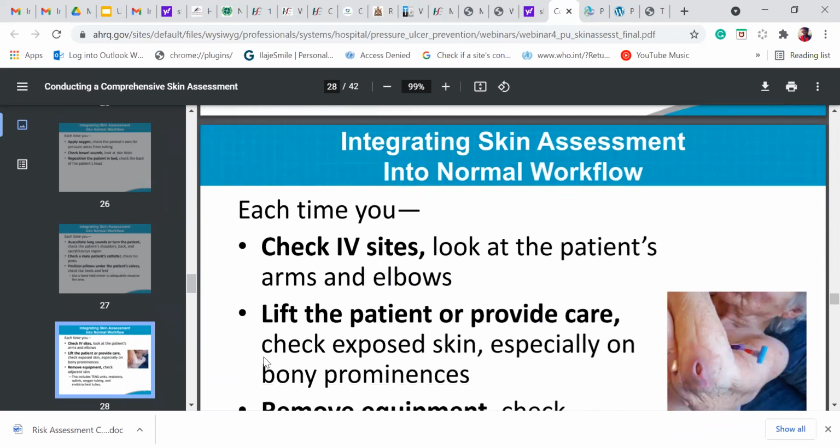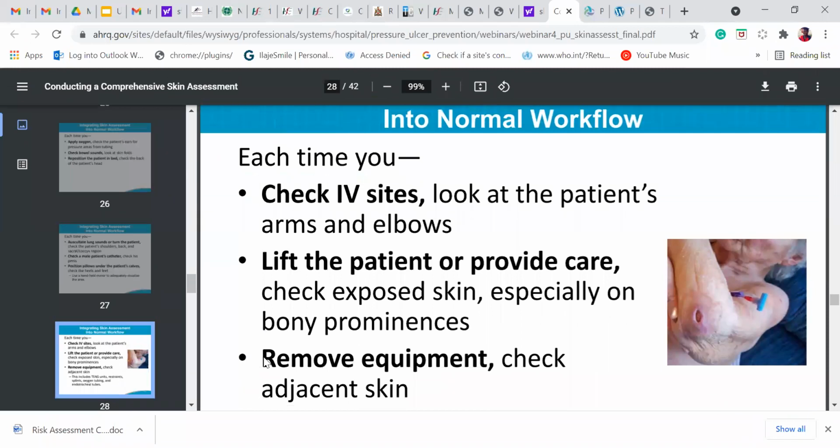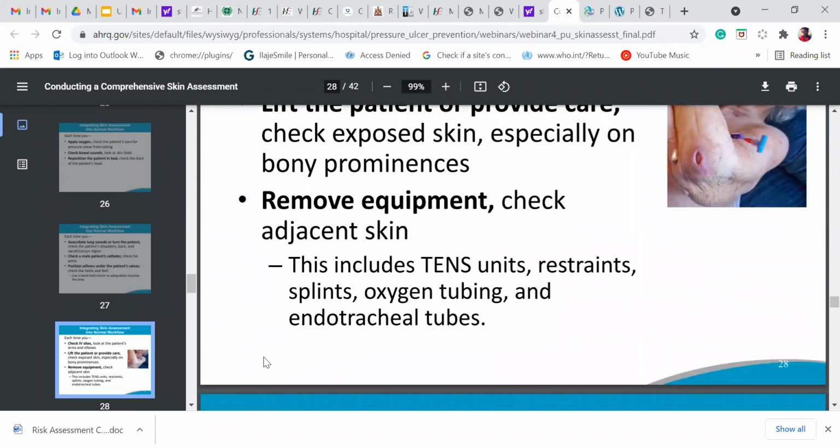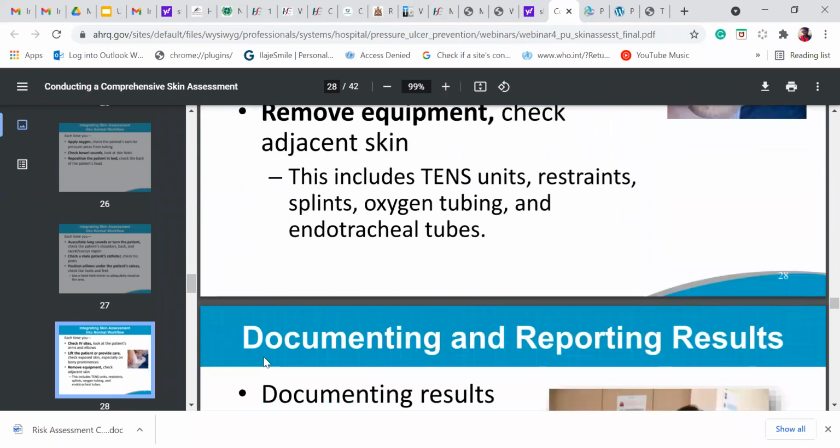Also, how to integrate the skin assessment into your normal workflow. Each time you check IV sites, look at the patient's arms and elbows. The patient might have a pressure sore there. When you leave the patient or provide care, check exposed skin, especially on bony prominences. Remove equipment and check adjacent skin if possible. For instance, if a patient is on any restraint, maybe a belt, it's important that you check splints, oxygen tubing, and endotracheal tubes. I think I mentioned this before.